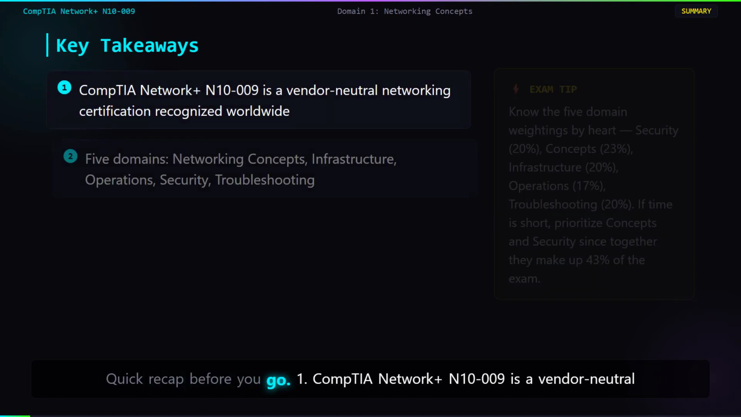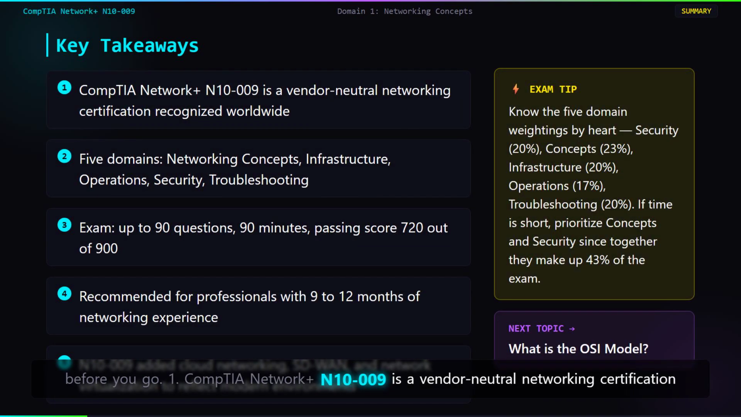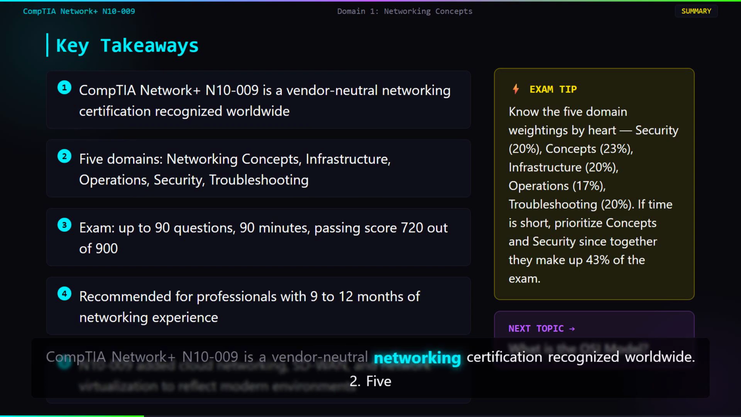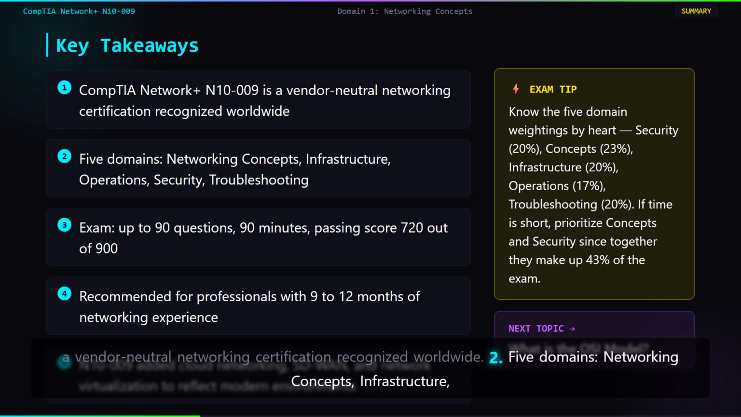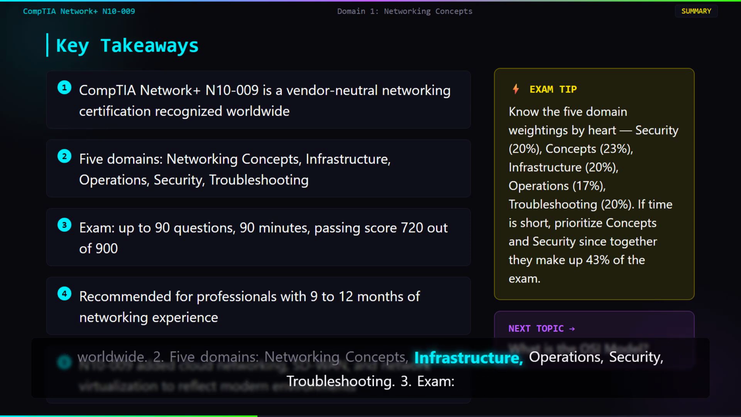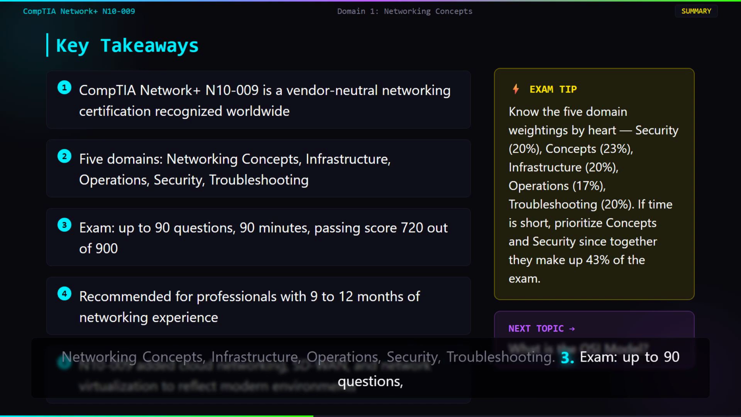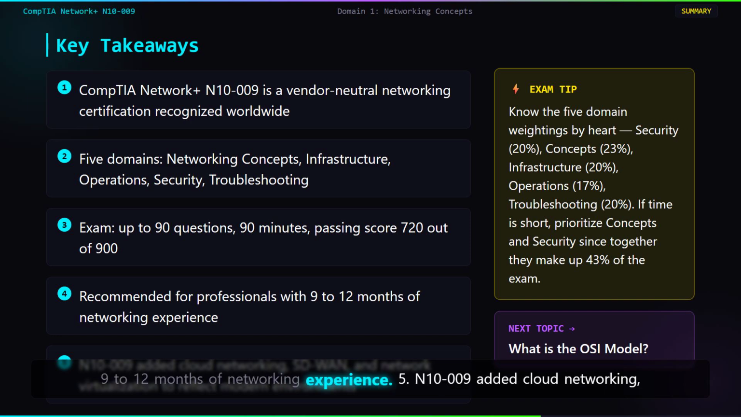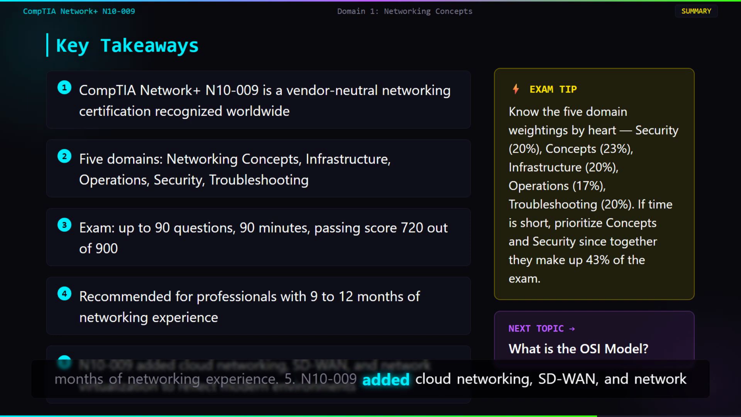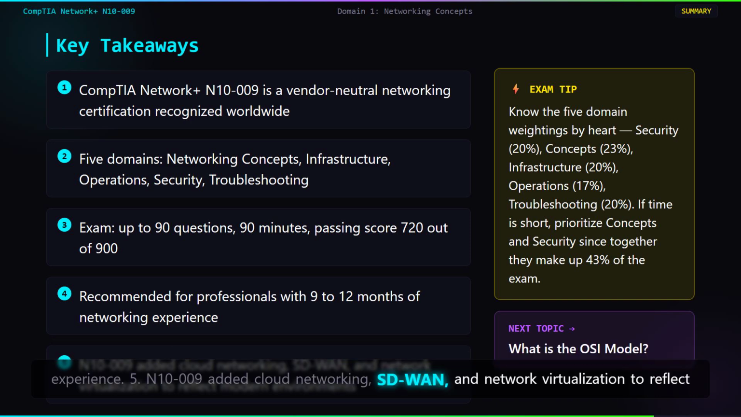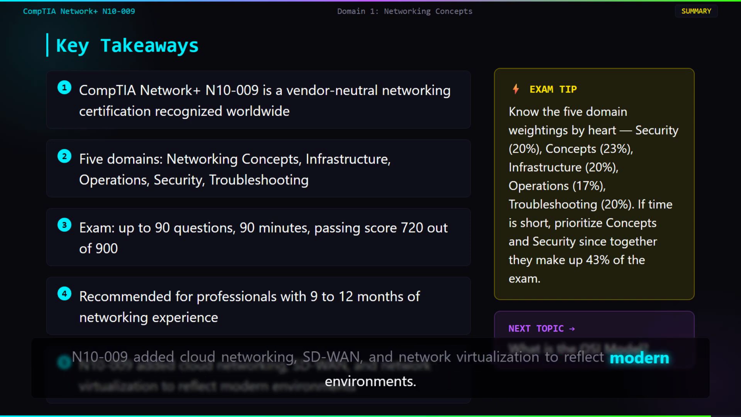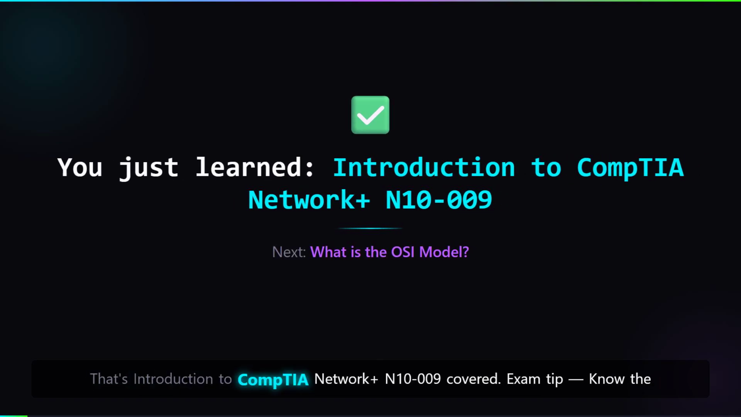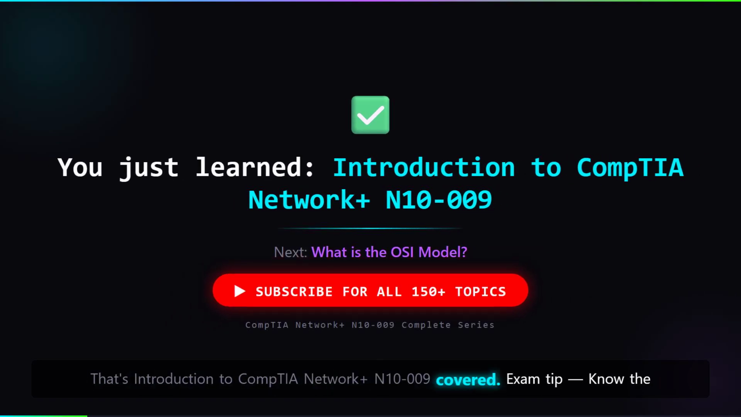Quick recap before you go. 1. CompTIA Network plus N10-009 is a vendor-neutral networking certification recognized worldwide. 2. 5 domains: networking concepts, infrastructure, operations, security, troubleshooting. 3. Exam, up to 90 questions, 90 minutes, passing score 720 out of 900. 4. Recommended for professionals with 9 to 12 months of networking experience. 5. N10-009 added cloud networking, SD-WAN, and network virtualization to reflect modern environments. That's Introduction to CompTIA Network plus N10-009 covered.